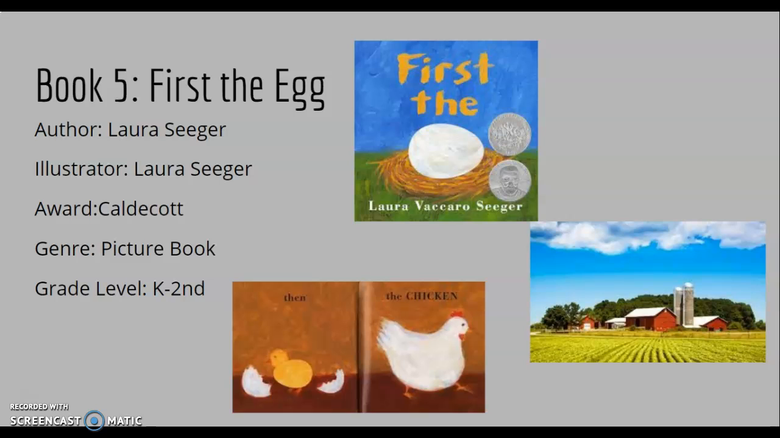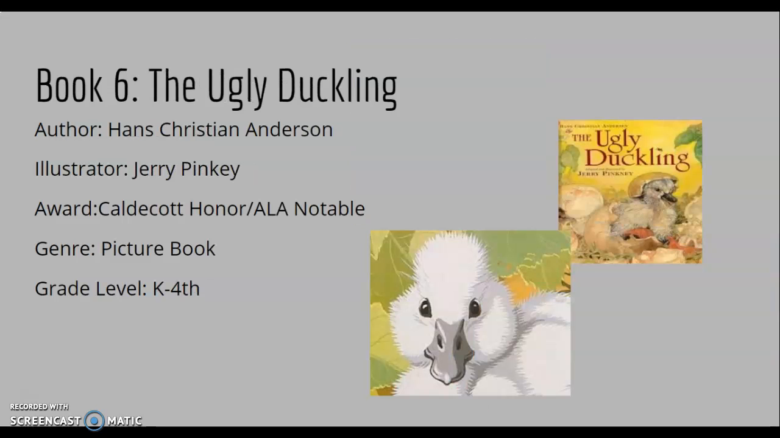Book number 5 is called First the Egg, so it's a story about different life cycles, such as a chicken, first the egg, then the chicken. And it's really great for young students to see how different things develop, such as a seed turns into a flower, vegetables, eggs hatch animals, and different things like that.